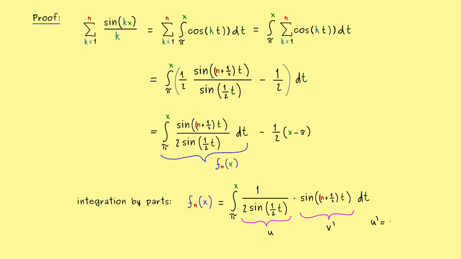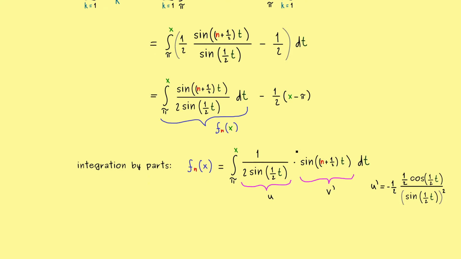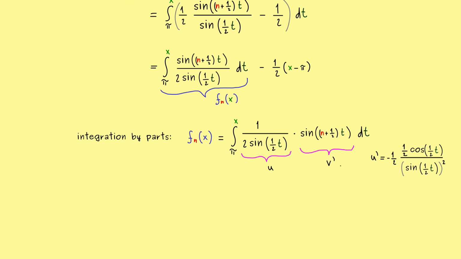And now u prime is not a problem because it's simply the chain rule with a function in the denominator. Which means we have sine of 1/2 t squared in the denominator. And in addition, the inner derivative we find in the numerator, which is simply the cosine, and the factor 1/2 comes in front. Okay, I would say this was not a problem, and now we have to calculate the antiderivative of this function here. And indeed, this antiderivative is exactly the reason our integration by parts works.